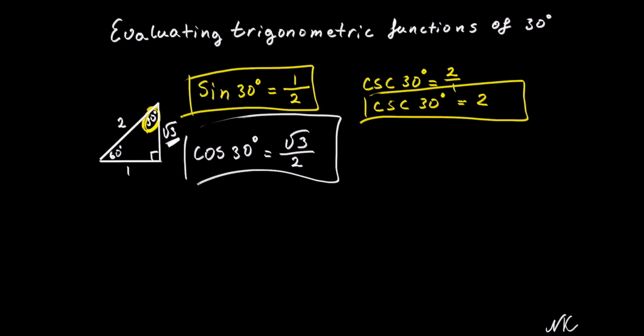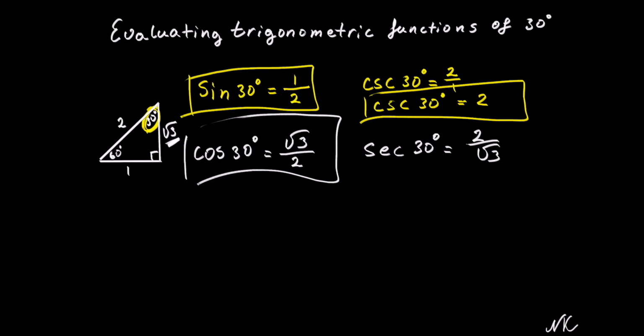Cosine of 30 degrees is radical 3 out of 2. Once we know cosine, we can set up secant of 30 degrees, which will be the reciprocal of radical 3 out of 2, so it will be 2 out of radical 3. We need to rationalize 2 out of radical 3.